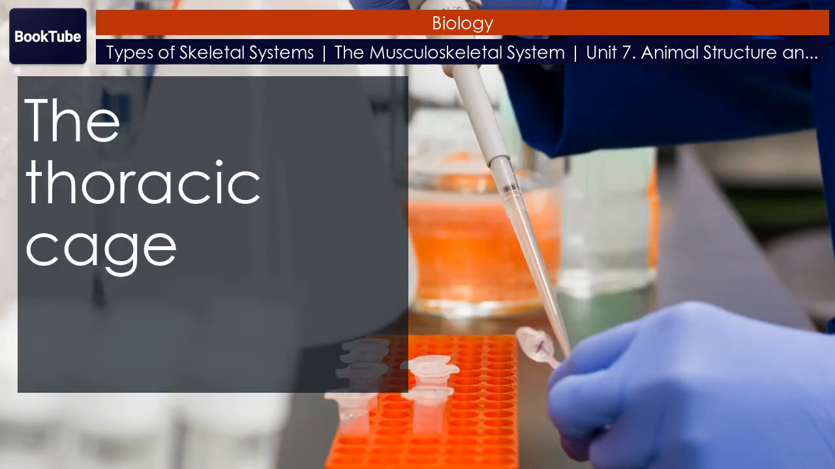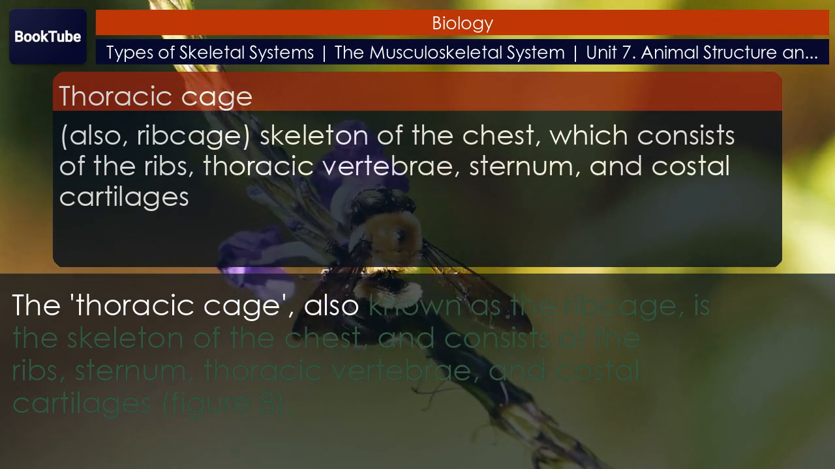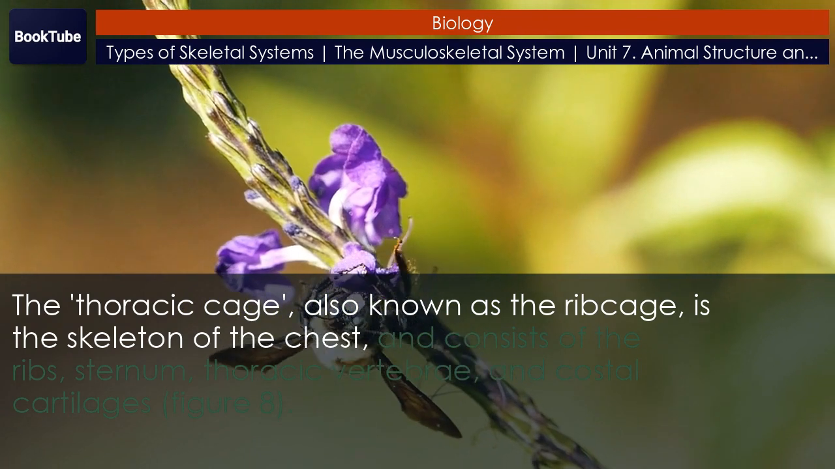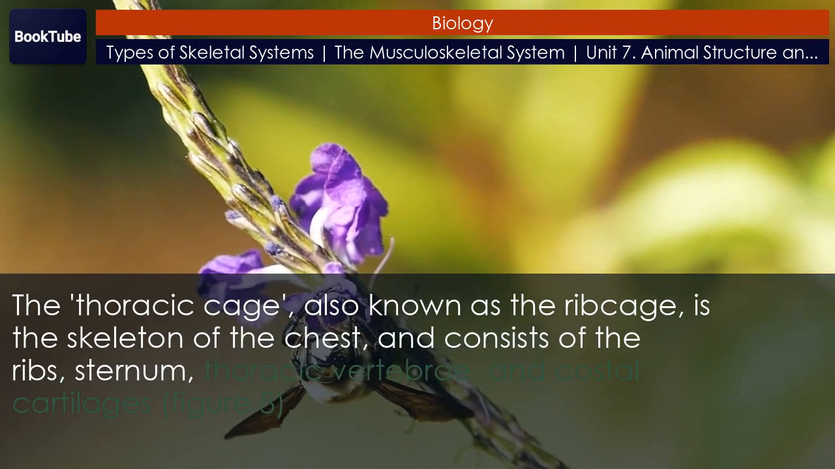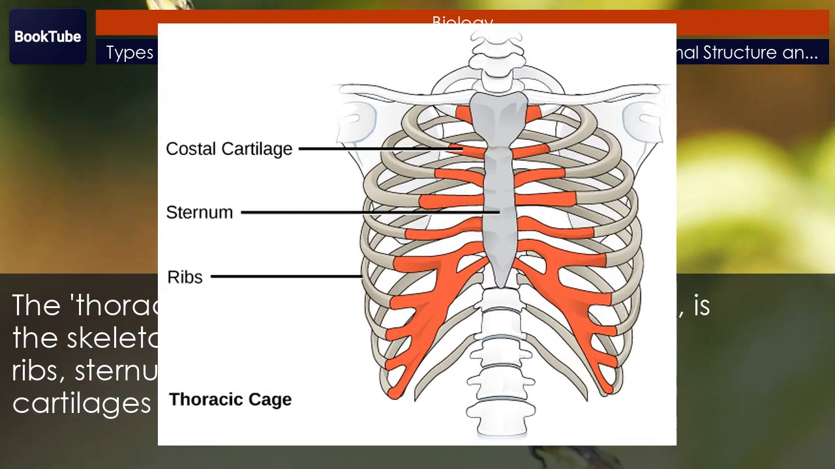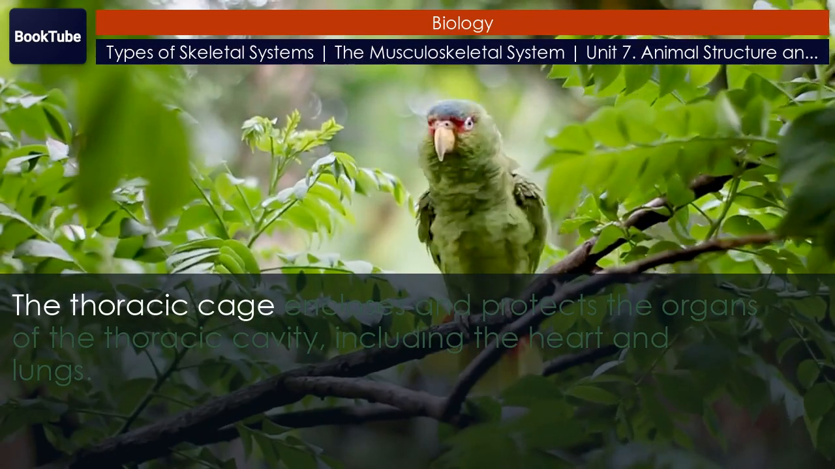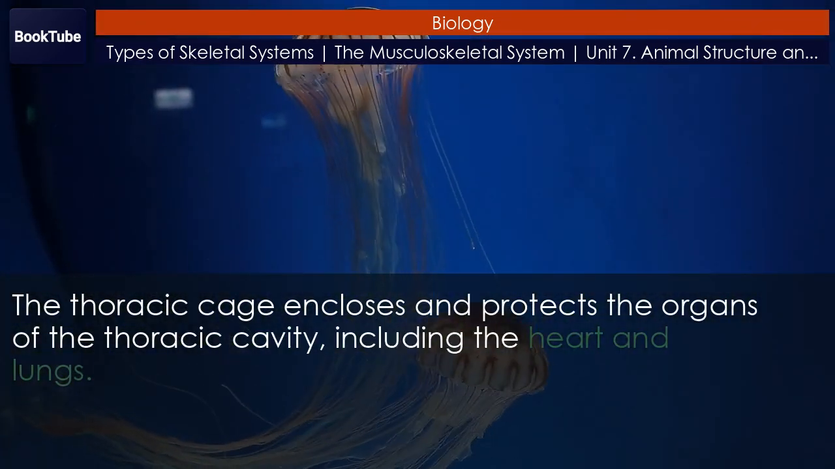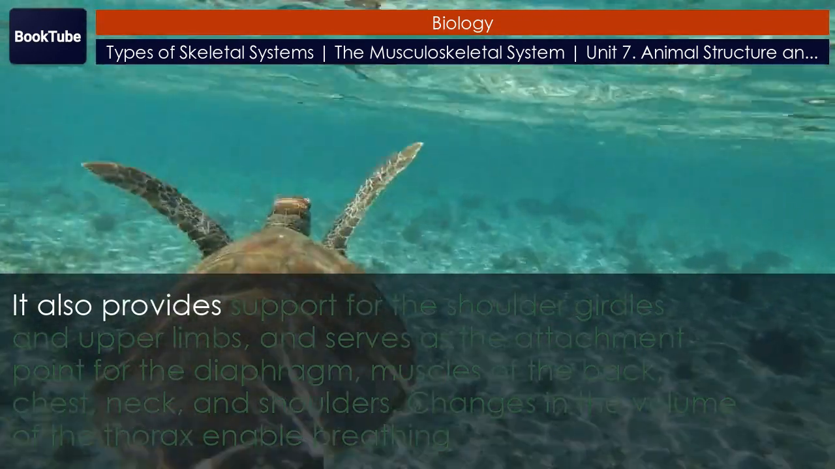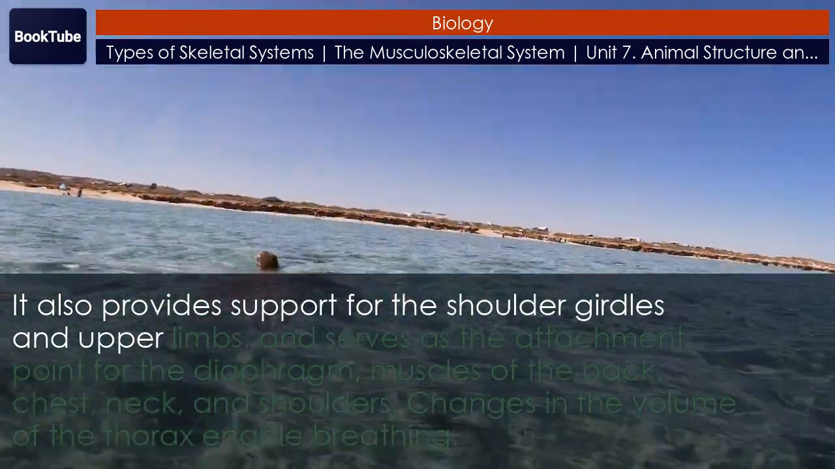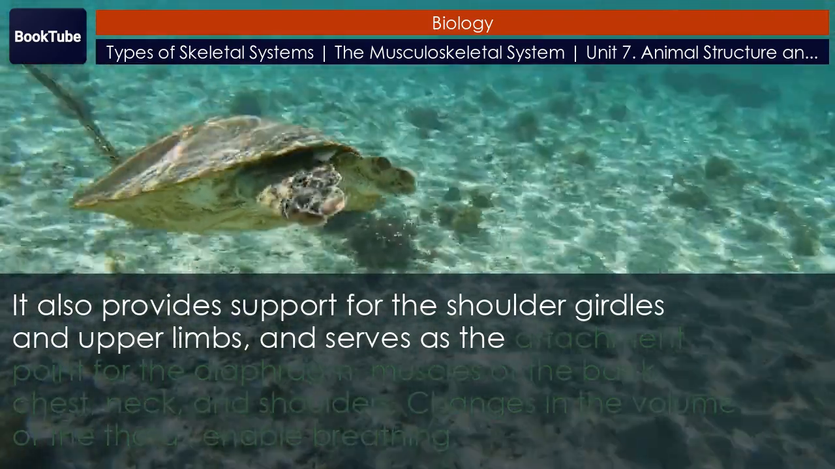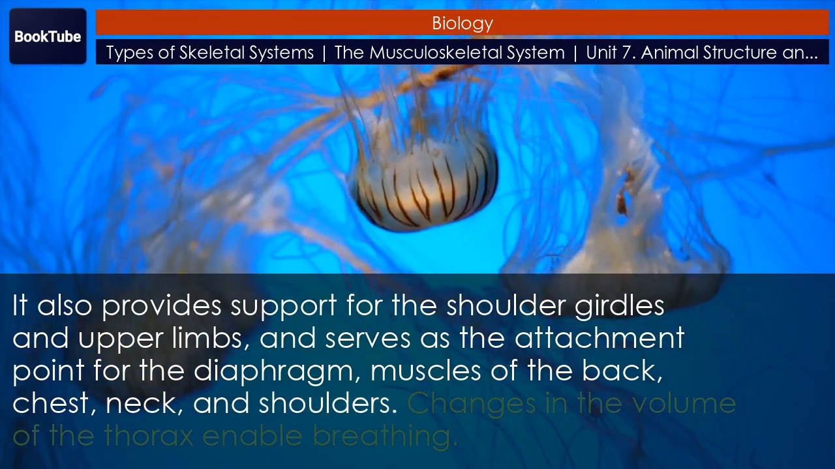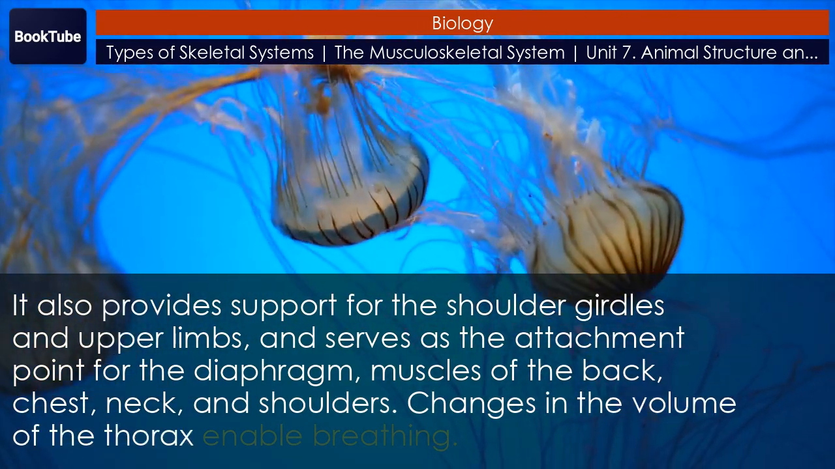The thoracic cage. The thoracic cage, also known as the ribcage, is the skeleton of the chest, and consists of the ribs, sternum, thoracic vertebrae, and costal cartilages. Figure 8. The thoracic cage encloses and protects the organs of the thoracic cavity, including the heart and lungs. It also provides support for the shoulder girdles and upper limbs, and serves as the attachment point for the diaphragm and muscles of the back, chest, neck, and shoulders. Changes in the volume of the thorax enable breathing.